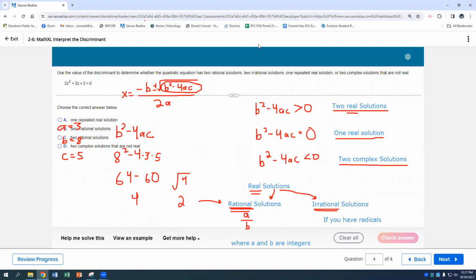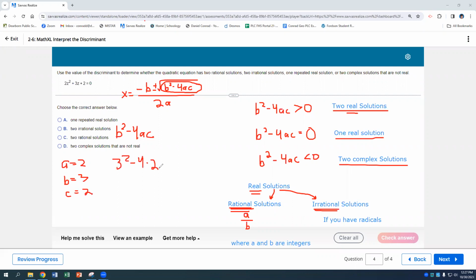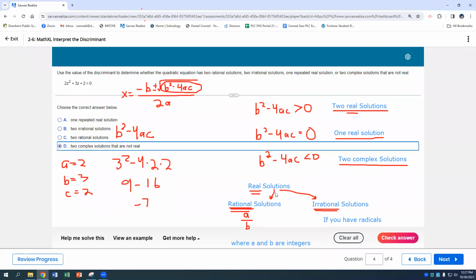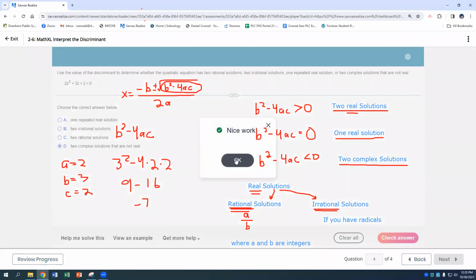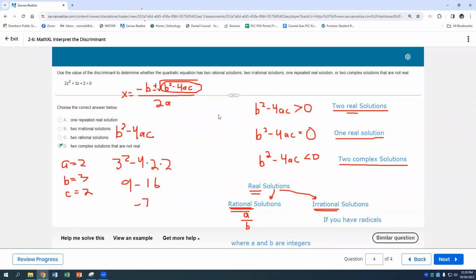One more, let's do one more because we got one more. All right, so A is 2, B is 3, C is 2. So we get 3 squared minus 4 times 2 times 2. That's going to be 9 minus 16, which is going to be -7. Okay, -7 is less than 0, so we're going to have two complex solutions that are not real. Okay, so that's all we're doing for the second part.